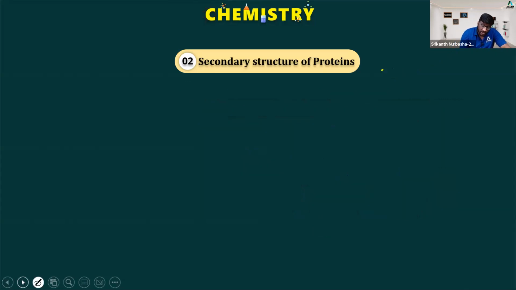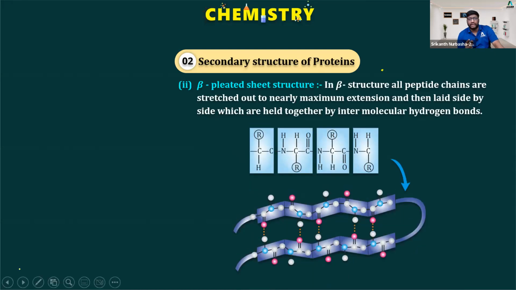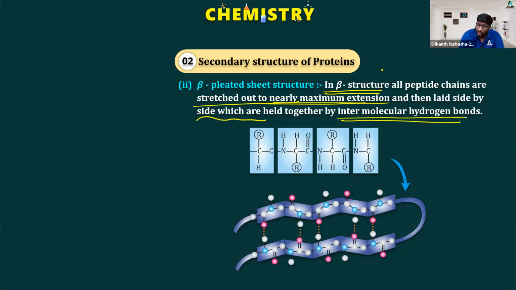Okay. In the secondary structure, we have two categories, alpha helical structure and beta pleated structure. In the alpha helical structure, we have intramolecular hydrogen bonding, which is obtained by twisting the primary structure of the respective polypeptide or protein. In the beta pleated structure, all the peptide chains are stretched out to a nearly maximum extension and then laid side by side, held together by intermolecular hydrogen bonds.